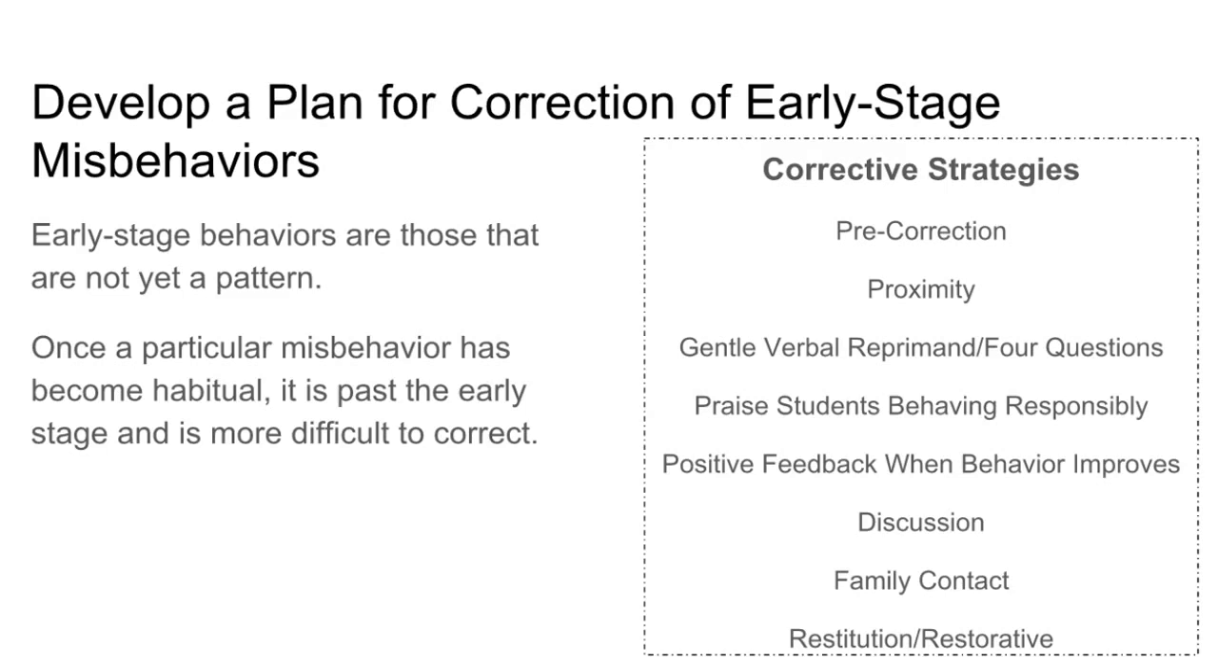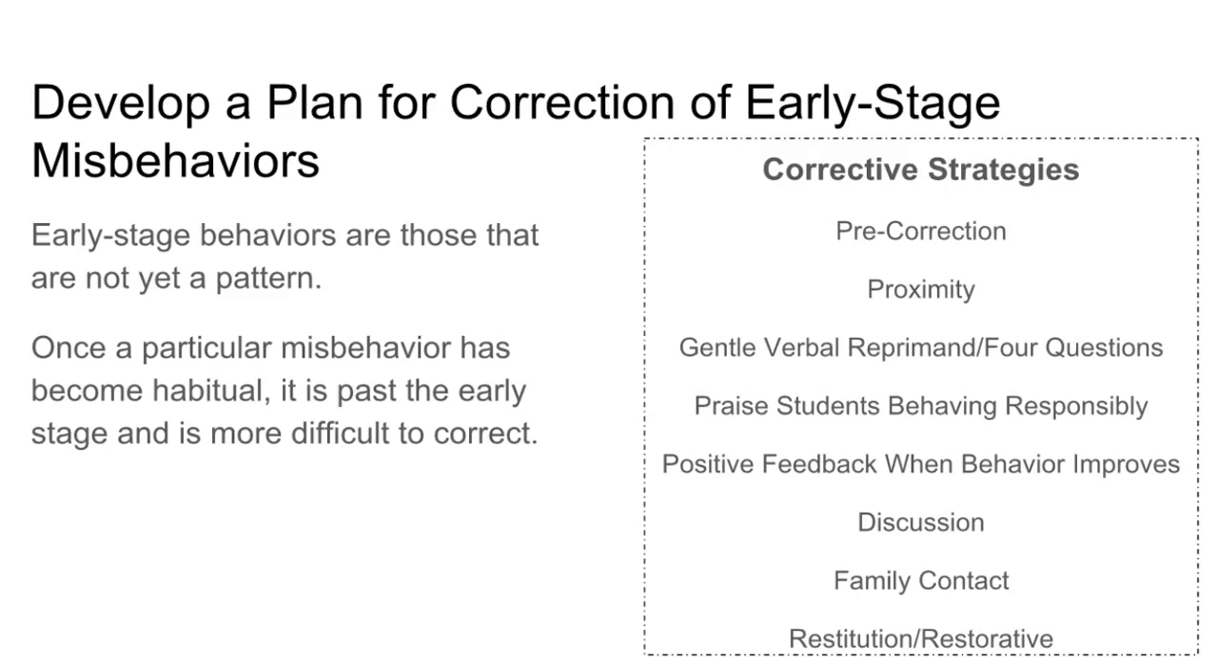For example, going up, being close to the student and saying, "What are you doing? What are you supposed to be doing? Are you doing it? What are you going to do about it? And what's going to happen if you choose to do it again?" Always be mindful of your tone and the proximity to the student. Again, having these whole class for everybody to hear is probably not the best way to correct an early stage misbehavior.